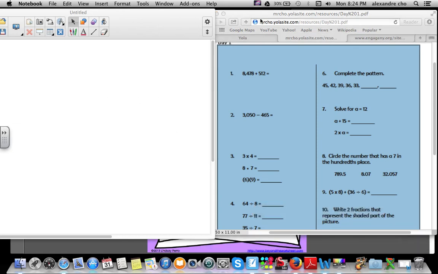So the first file was a simple file. It'll get harder as the days progress. But it still gives you a little practice on basics. And let's see if I can get my pencil here on the right side.